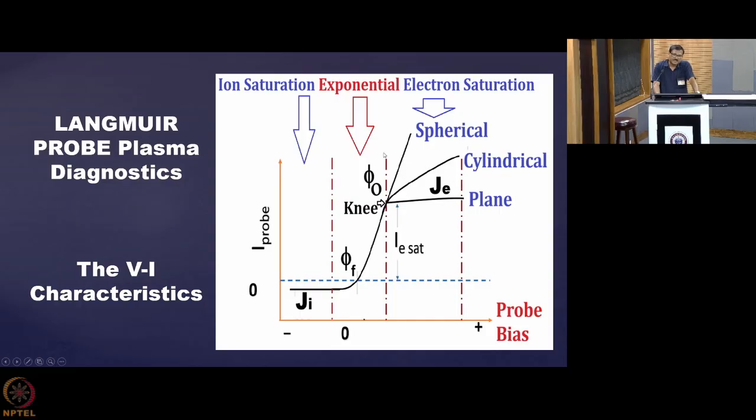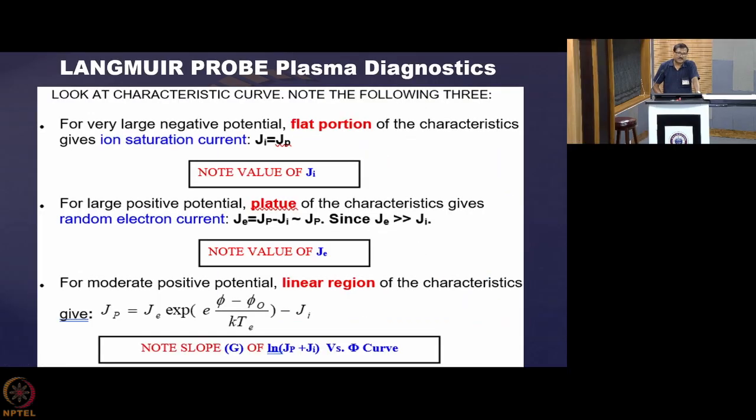But this region is a bit different for planar electrode, cylindrical electrode and spherical electrode, as you are seeing. But anyway, you do have a point. That gives you the plasma potential, that is phi 0, and this is the floating potential of the plasma. So once you get this curve, you note the ion saturation current.